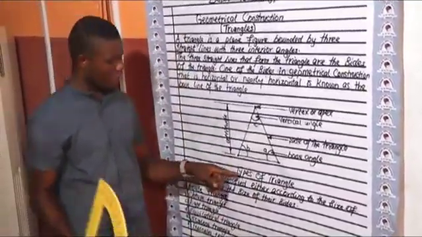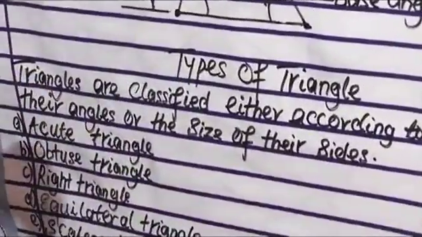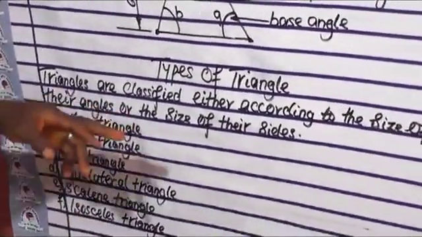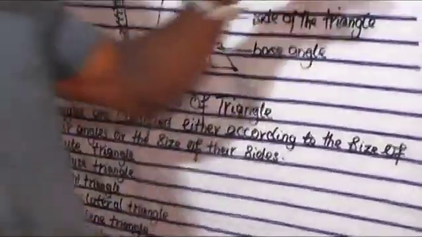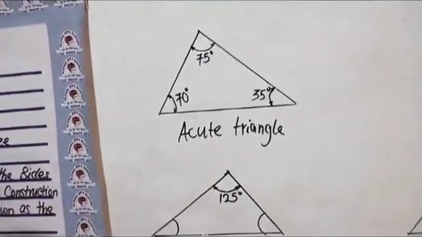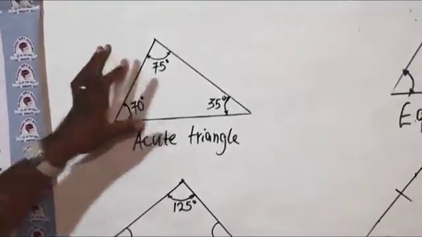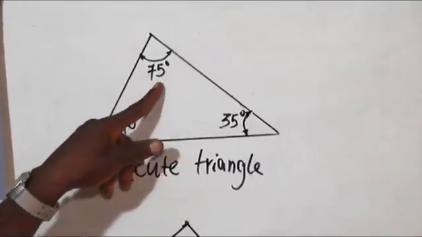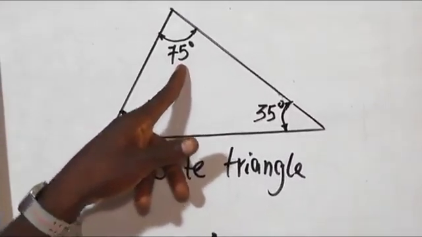Alright. So now let's take a look at types of triangles. Triangles can be classified either according to their angles or according to their sides. What do I mean by that? If you take a look at what we have here, you see that we have the acute triangle, which is a type of triangle. In this type of triangle, what is most important is that we are looking at the angles and not the sides of the triangle. If you look at this angle here, we have 75 degrees, the upper angle, that is the vertical angle, like we earlier explained.